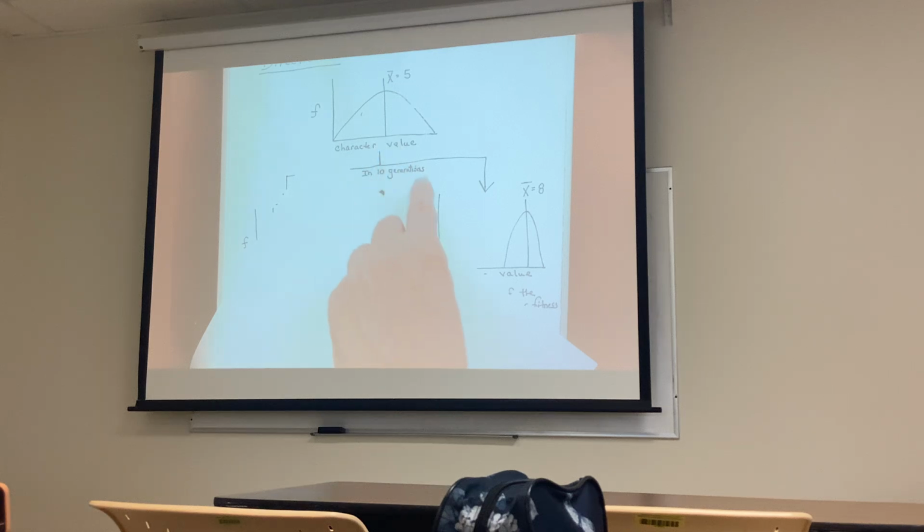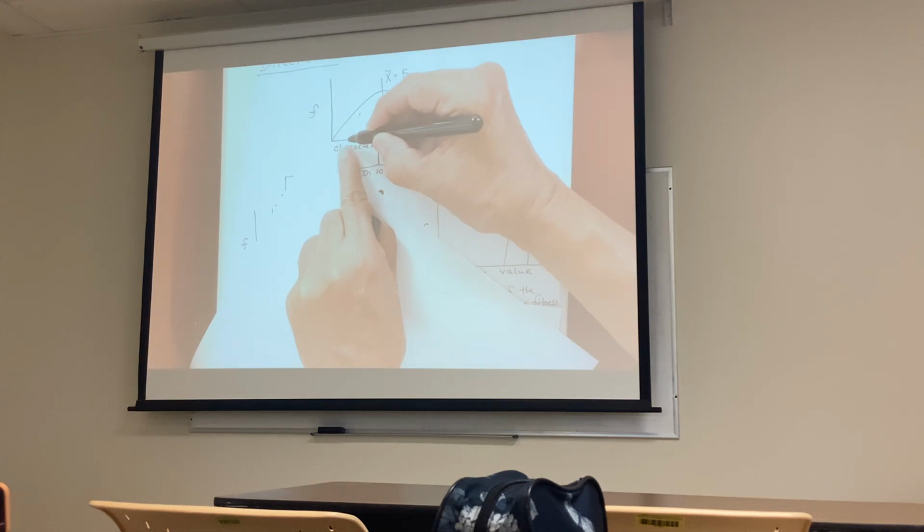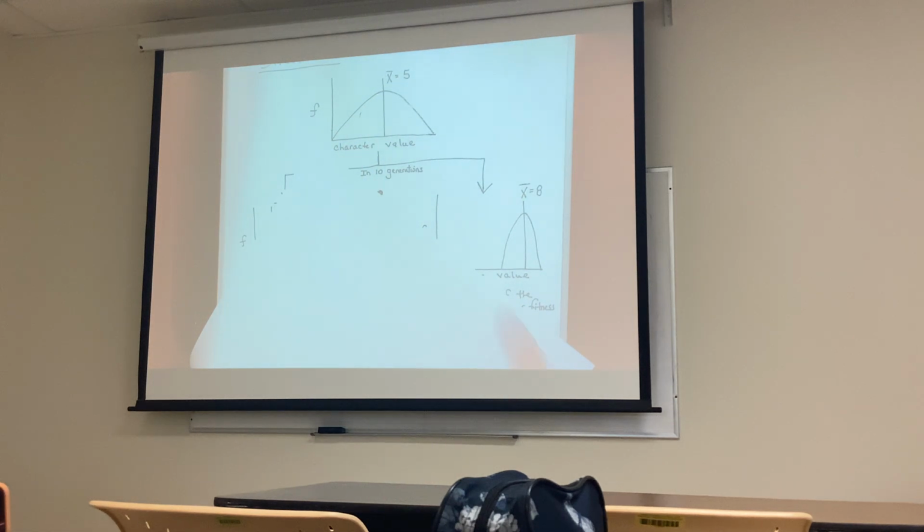As time progressed, which individuals, remember these represent individuals, this is the frequency, individuals that have this value and that's that many, individuals that have this value, there's that many, and so on. So who is reproducing? The mean.